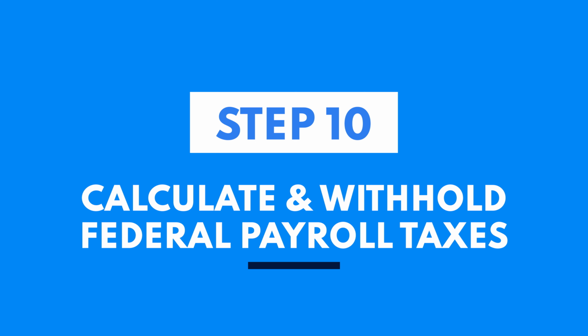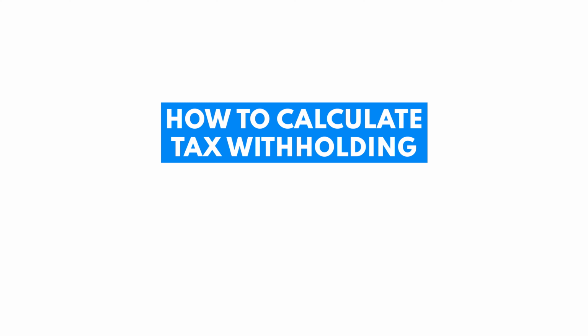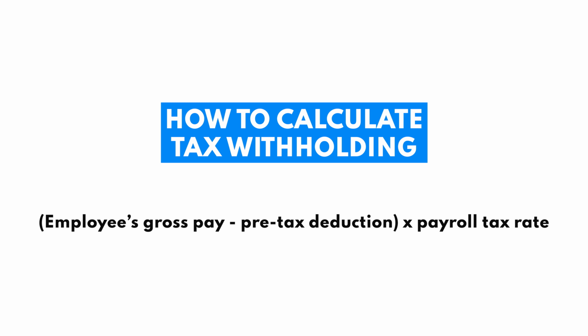All right, it's time for step 10, calculate and withhold federal payroll taxes. We know it's a lot of withholding to remember. This step is probably the one you were expecting, where you need to multiply your employees' gross pay minus pre-tax deductions by the payroll tax rate designated on their W-4 form.